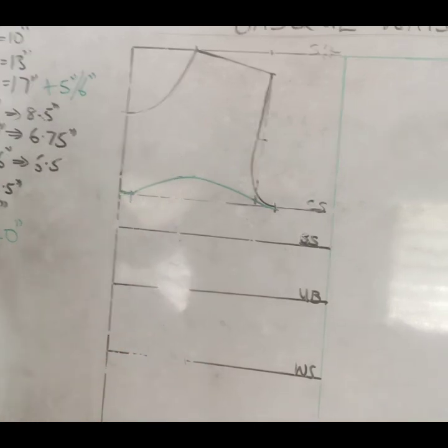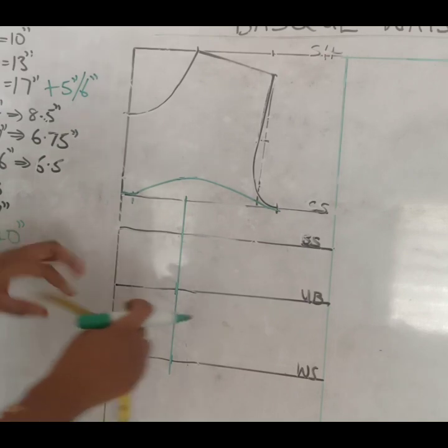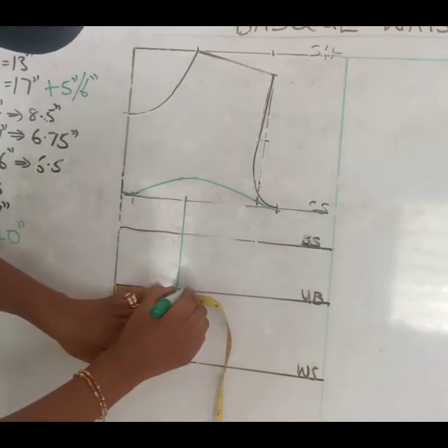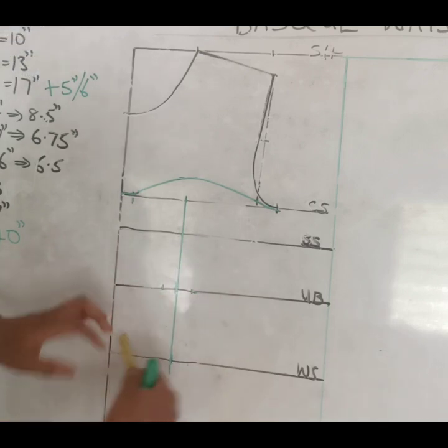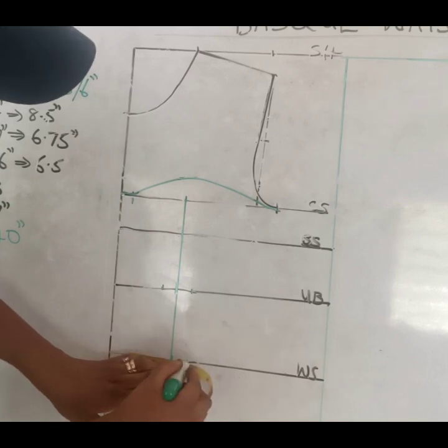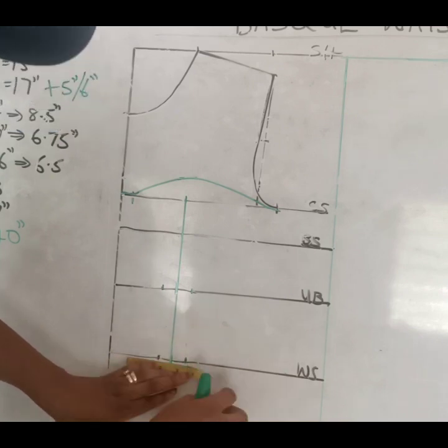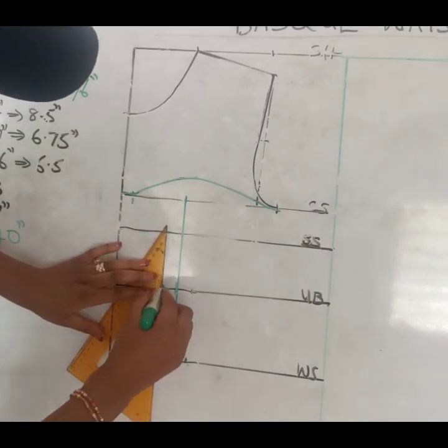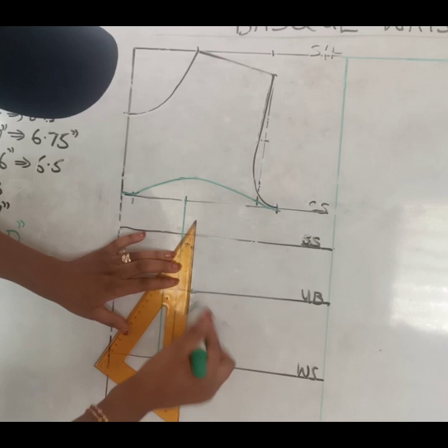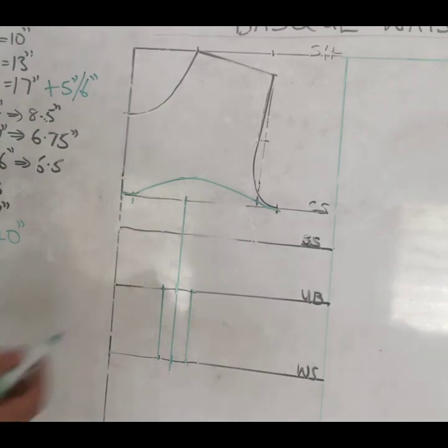I'll just redraw the lines again. The bust we are working with is 34, so we'll be using 0.75 as our dart. We'll also take 0.75 on the waistline. So just connect that. And then with the French curve, we'll connect it towards the bust.